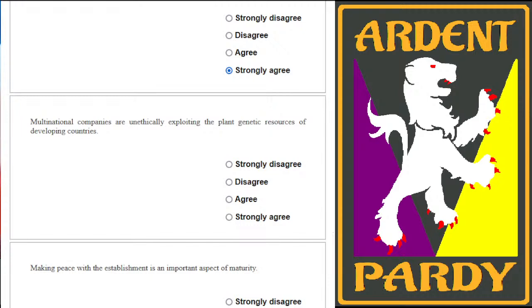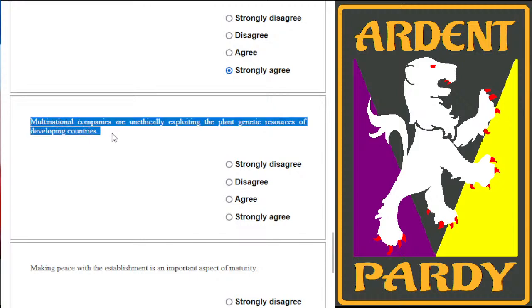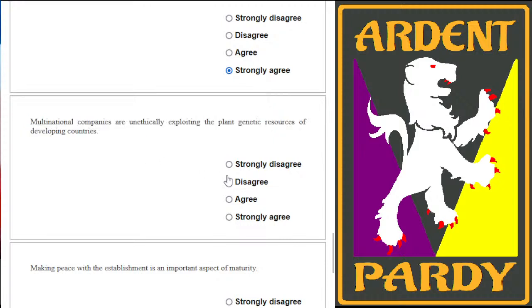Poor thing. Multinational companies are unethically exploiting the plant genetic resources of developing countries. That's a very weirdly worded question there. Well, see, this is just straight up anti-corporatism. And it reveals the political agenda of the person who wrote the question. So I will disagree, but only lightly.